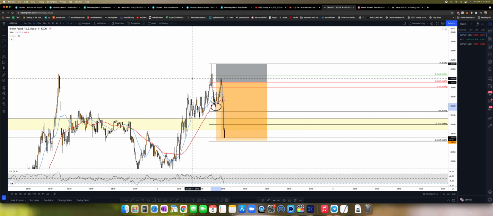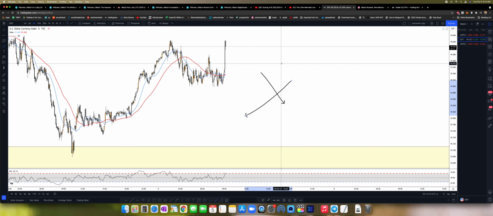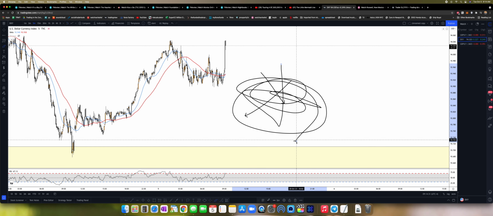We had divergence. We had structure being broken and we had the DXY being very bullish. Those are my three confirmations that I had. X marks the spot. And that's why this trade is up a 1-3 risk reward in under an hour.